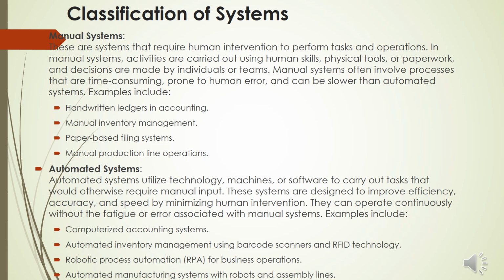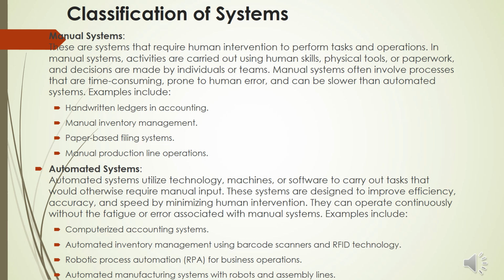Then let's look at the automated system. An automated system utilizes technology, machines, or software to carry out tasks that would otherwise require manual input. These systems are designed to improve efficiency, accuracy, and speed by minimizing human intervention. They can operate continuously without getting tired or bored, and they avoid the errors associated with manual systems. That is why they improve on the manual system by bringing in the automated system.